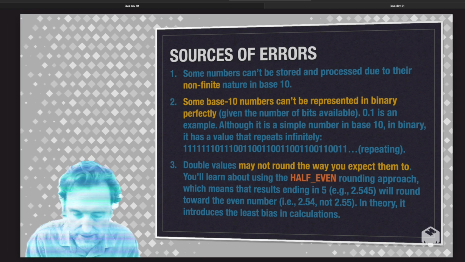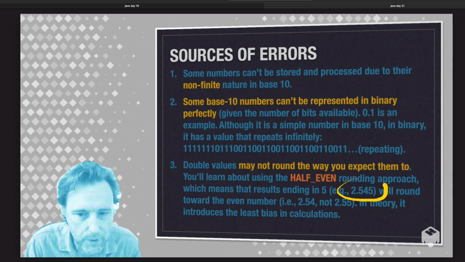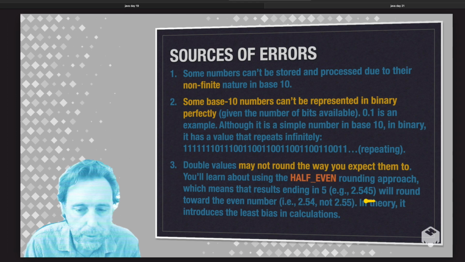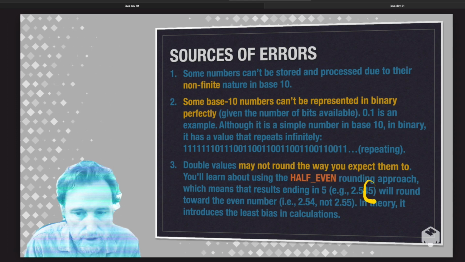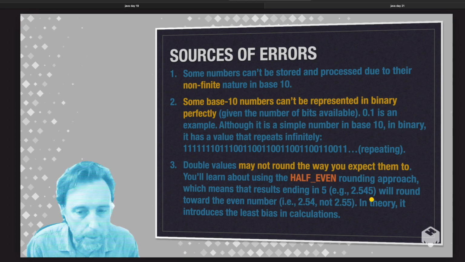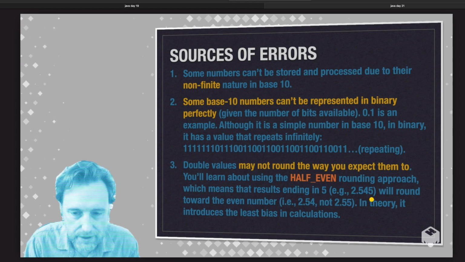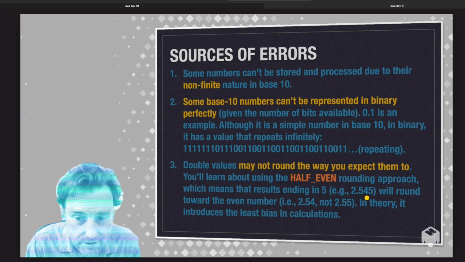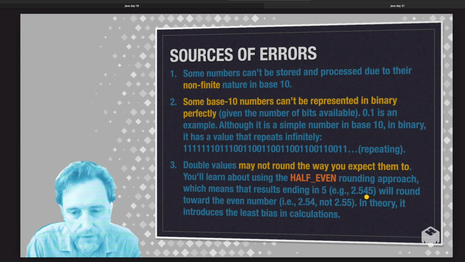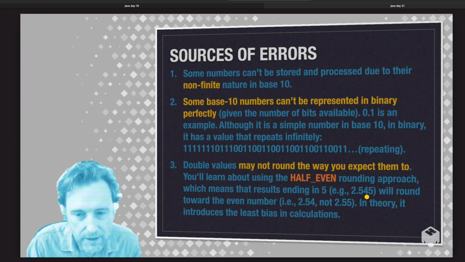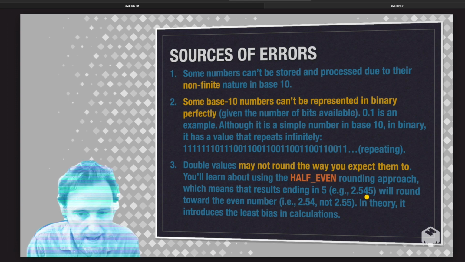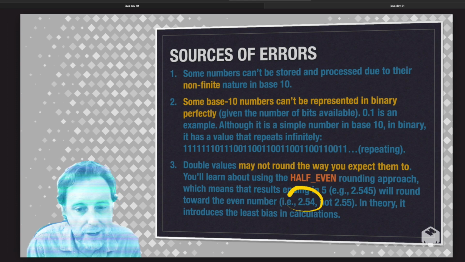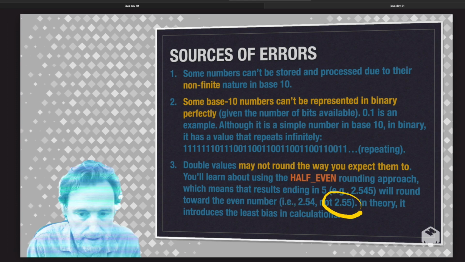As an example, if you look at this number, 2.545, and you wanted to round it to 2 decimal places, it ends in a 5, so you have to decide, do I round that up? If I rounded that up, the digit to the left would be a 5, and 5's not even. If I rounded it down, the number to the left would be a 4, which is even. So using half even rounding, 2.545 would be rounded to 2.54 and not 2.55.